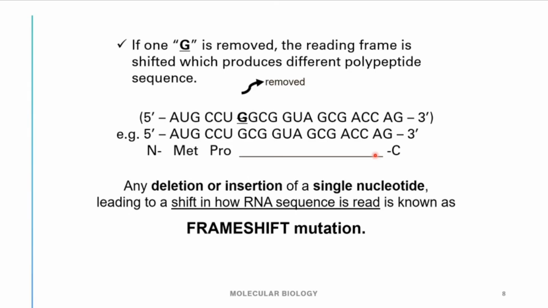So this kind of mutation that deletes or inserts 1 or 2 nucleotides, which leads to a shift in how the RNA sequence is being read, is called a frameshift mutation. Whereas the deletion or insertion of 3 nucleotides, which doesn't cause the reading frame to shift, will not be called a frameshift mutation.